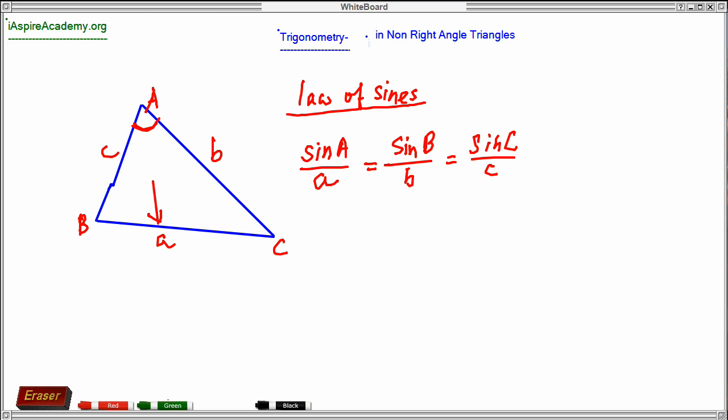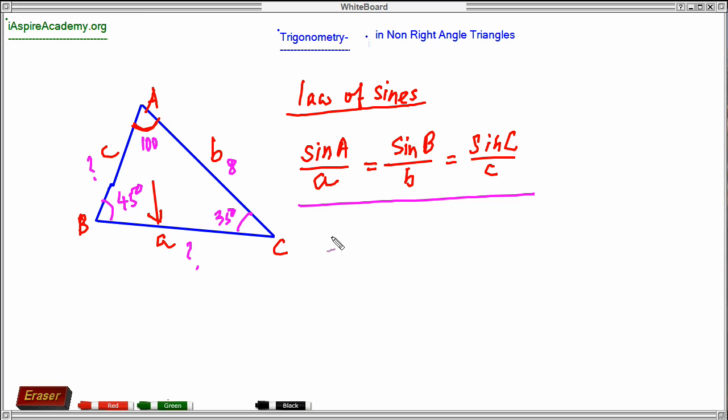So let's say we have a triangle which has, let's say, this is 35 degrees, this is 45 degrees, and this is 100 degrees. So that makes it 180. And let's say we have this side as 8. So we have to find the length of A and C.